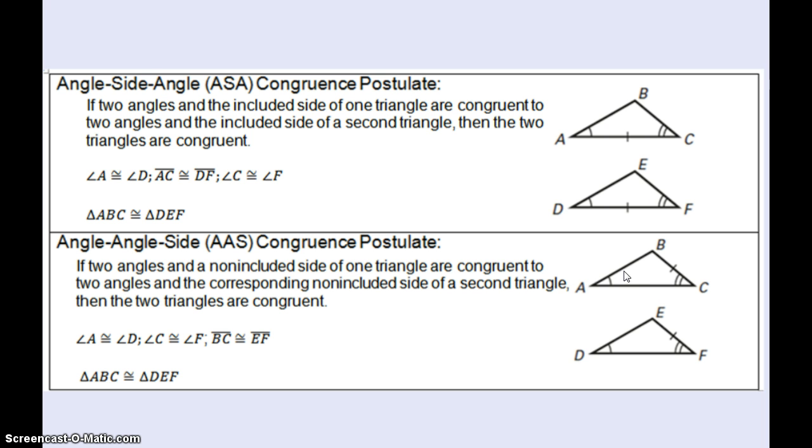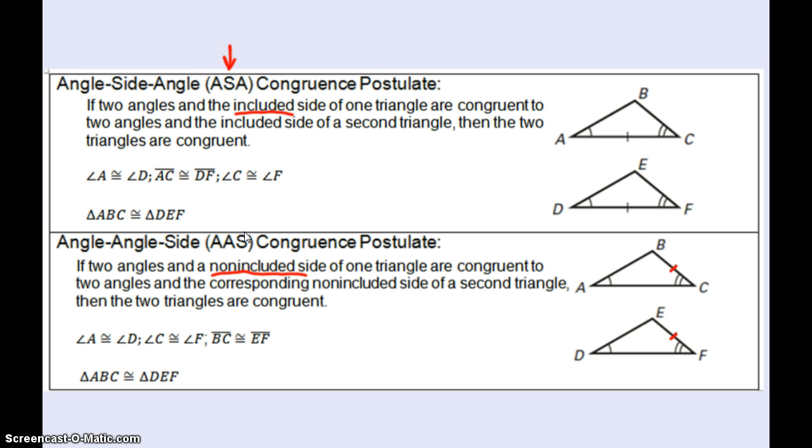Now notice the difference in these pictures. This time, instead of saying an included side, I'm saying the non-included side. So this would be angle, angle, side. This is where a lot of people get tripped up because of the words non-included and included. A lot of people will switch these two. So it's very important that you understand that in angle, side, angle, the side is in between the two angles in the name, therefore the side must be in between the two angles. It must be included in the conversation.